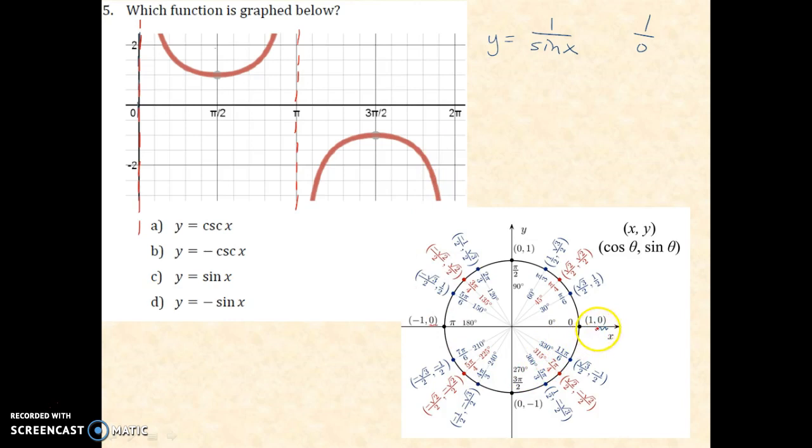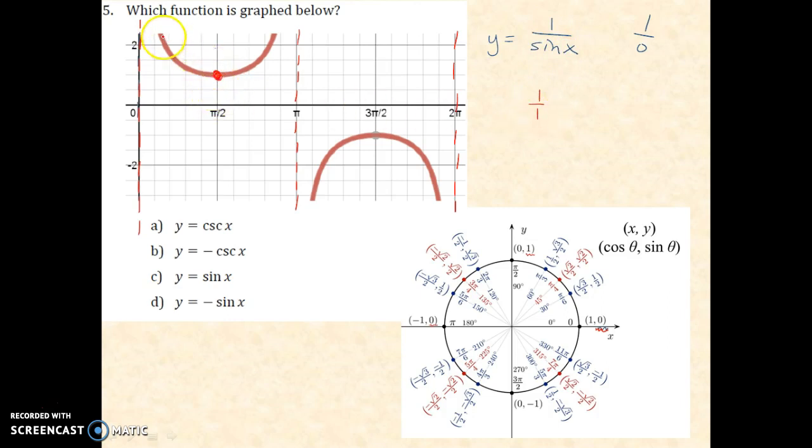Oh, look again, it's also 0 at 2 pi, so we're going to have an asymptote there. It's starting to look like it might be cosecant. Well, let's check pi over 2. What is sine of pi over 2? Here's pi over 2. The sine is 1. So cosecant is 1 over 1, which is 1.